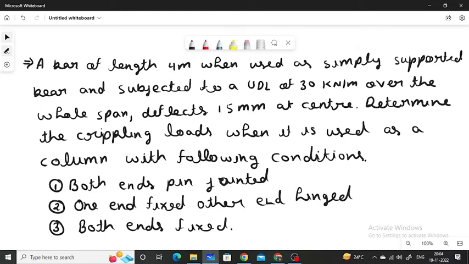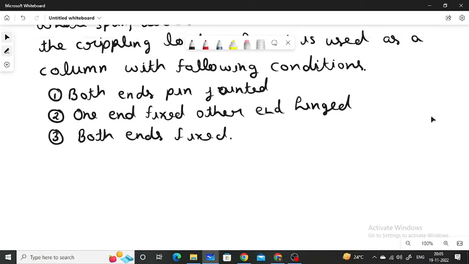A bar of length 4 meter when used as simply supported beam and subjected to uniformly distributed load of 30 kilonewton per meter over the whole span. Beam deflects by 15 mm at center. Determine the crippling load when it is used as a column with following conditions. First, both ends pin jointed. Second, one end fixed, other end hinged. And when both the ends are fixed.